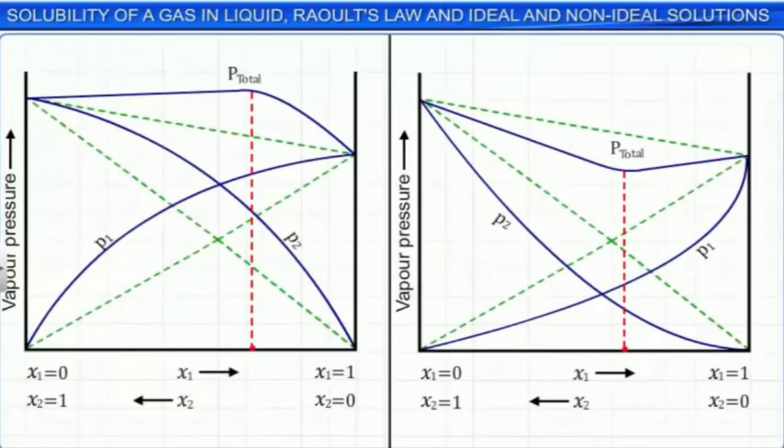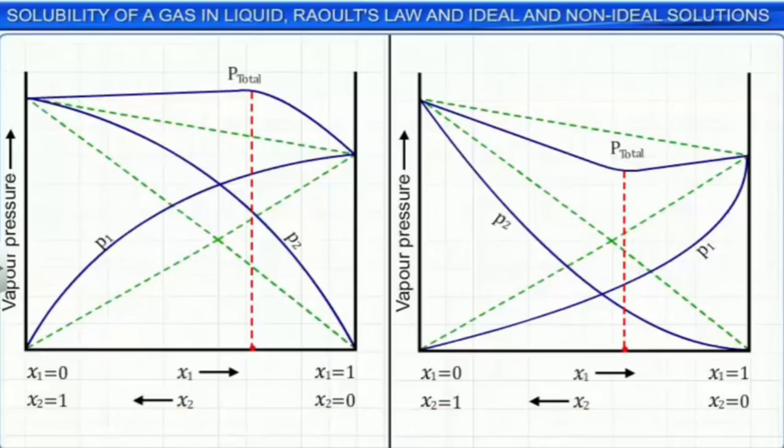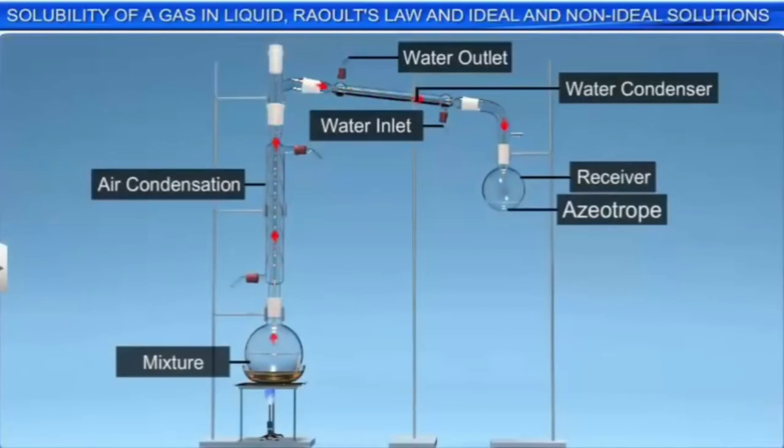A detailed look at the two graphs shows that there are some large deviations from ideal behavior at specific compositions. These very large deviations from ideality form a special class of mixtures known as azeotropes or constant boiling mixtures. Azeotrope is thus defined as a special class of liquid mixtures that boil at a constant temperature and at a certain composition. At this condition, the mixture behaves as if it was a single component with one constant boiling point. In such cases, it is not possible to separate the individual components of the mixture by fractional distillation.